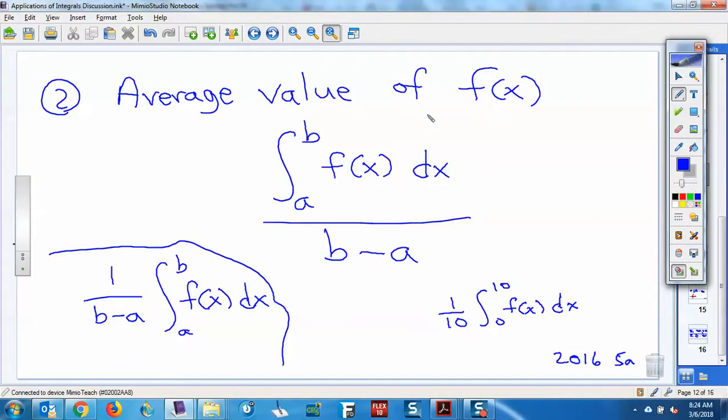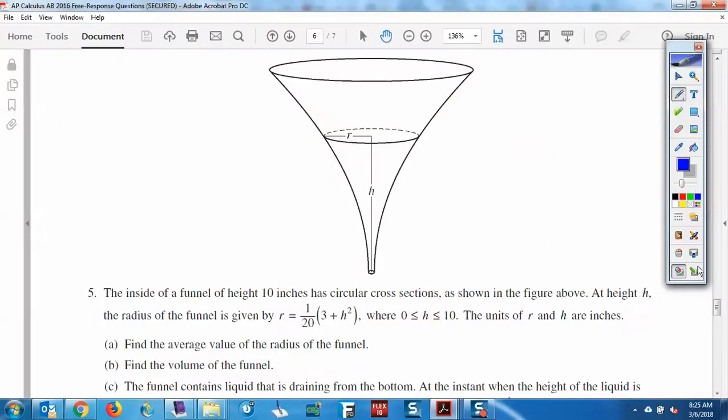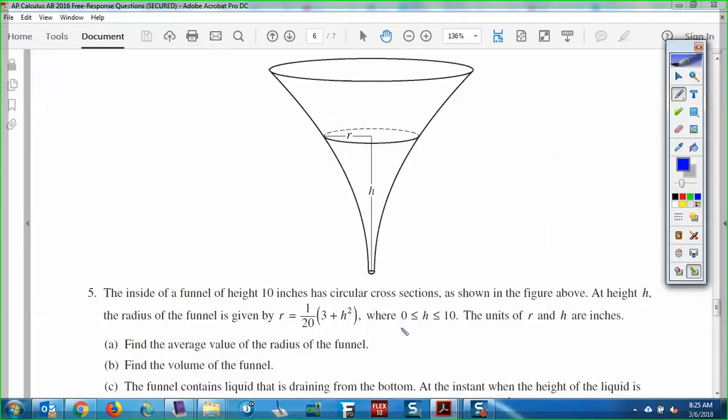The average value of a function. Well, they want the average value of the radius. So what's going to go right there? The radius function. And so this problem could not be any easier. So you're going to do the integral from what to what? 0 to 10. Because what's our input? Our input is h. The input of the radius function is h. This is r of h, so this would be dh. So you could just write r of h. You don't even have to write it all out because they already defined it for you. It's with respect to h.